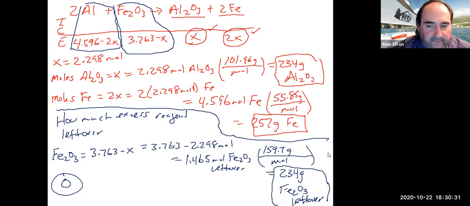Again, really the benefit of it, other than the fact that you'll do this calculation nonstop in 200B, is that you can quickly solve for anything that's typically asked of you in these type of problems. Typically asked is how much of each product you produce. Also very typically asked is how much of your excess reagent is left over.